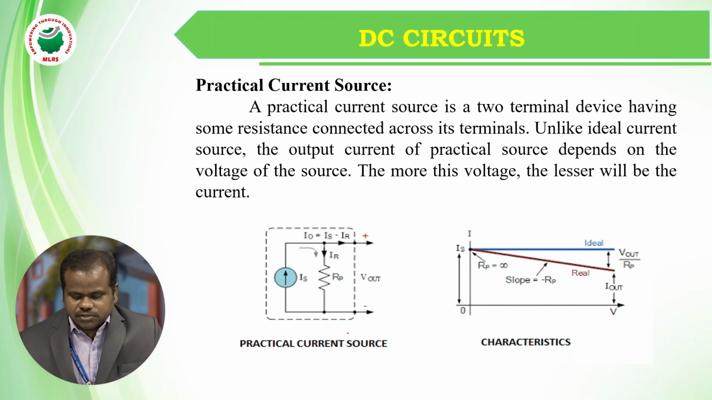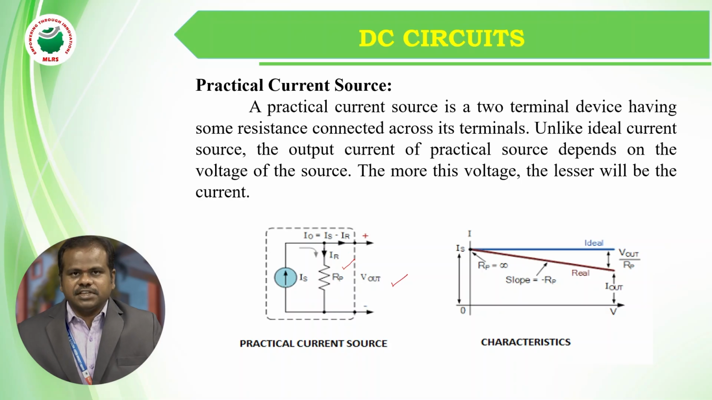So the practical current source is represented by this symbol. In this case, we can observe that there exists an internal resistance across the source represented by Rp. Because of this internal resistance, there is some drop in the load current, which is given by I naught is equal to Is minus Ir, where Is is the current which is delivered by the actual source.